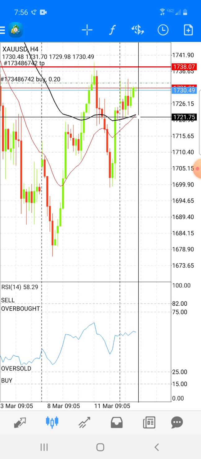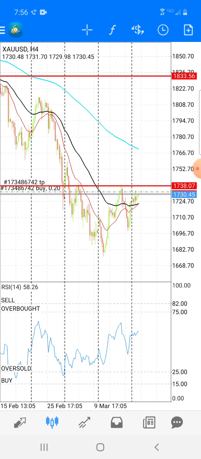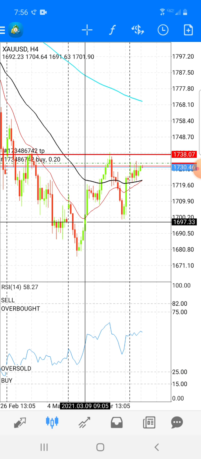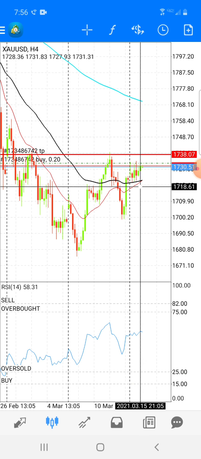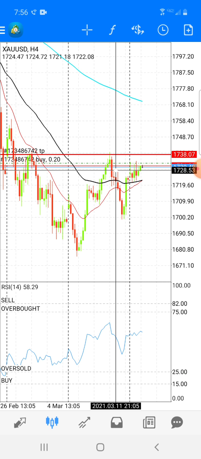See, the 20 is trying to cross the 50 here. And see, the 200 is all the way up there. So, this is definitely trying to come meet this 200. Now, if you don't have a big account, I definitely would not trade this pair.